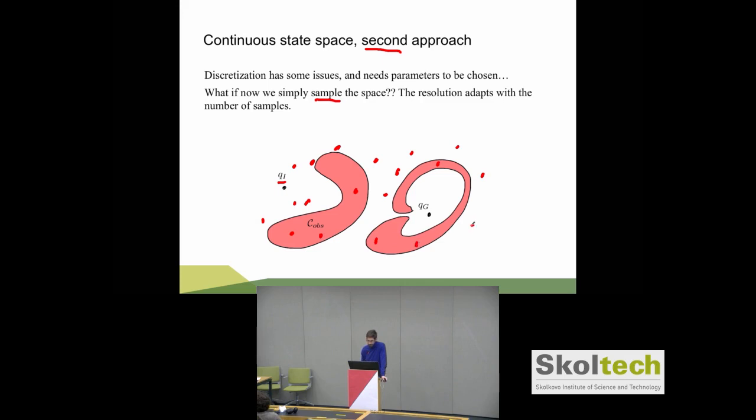We come here, and you see that, well, there are little issues. For instance, yes, some of these samples are going to lie in collision, so we need to identify them.